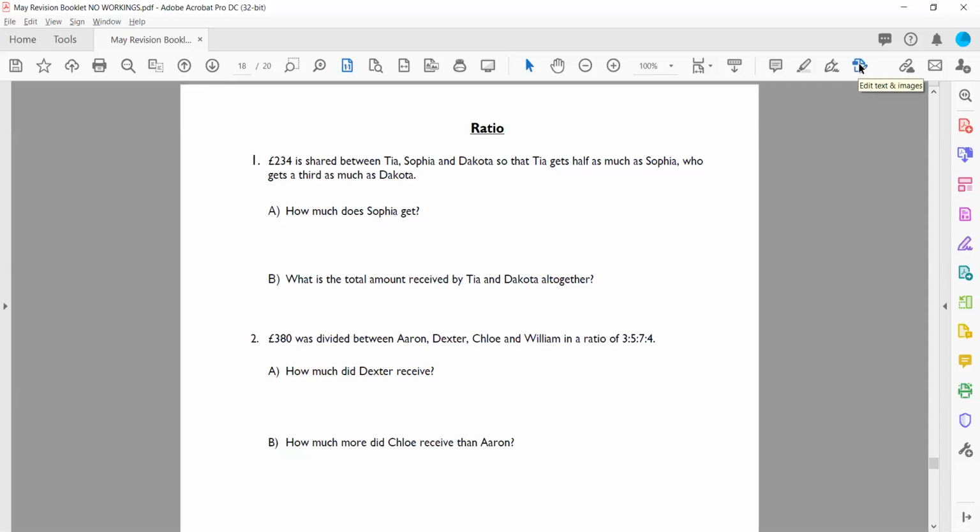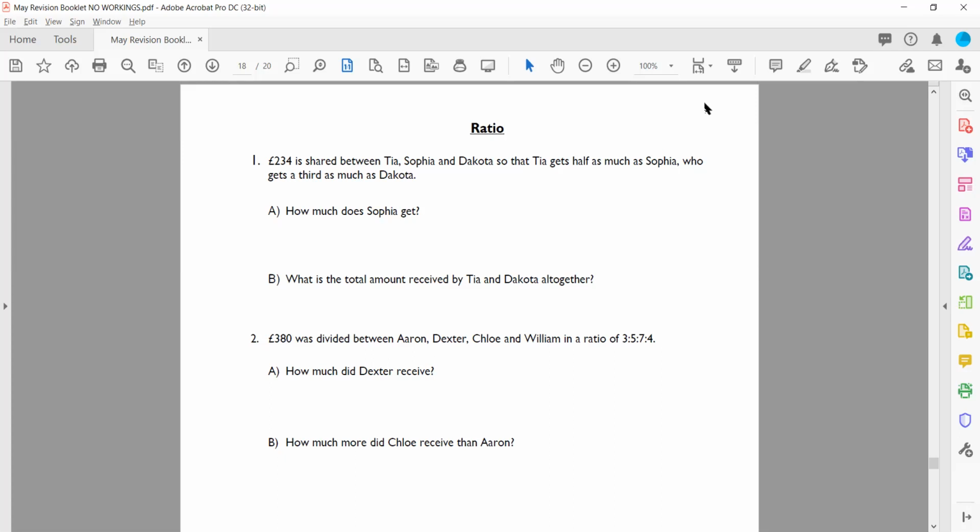Now, ratio questions come up a lot. There was one paper recently that had about three different styles of ratio question in. So it's important that you understand the language to recognize when you're needing to use ratio. So this will often be the case with sharing money, recipes, things along those lines.